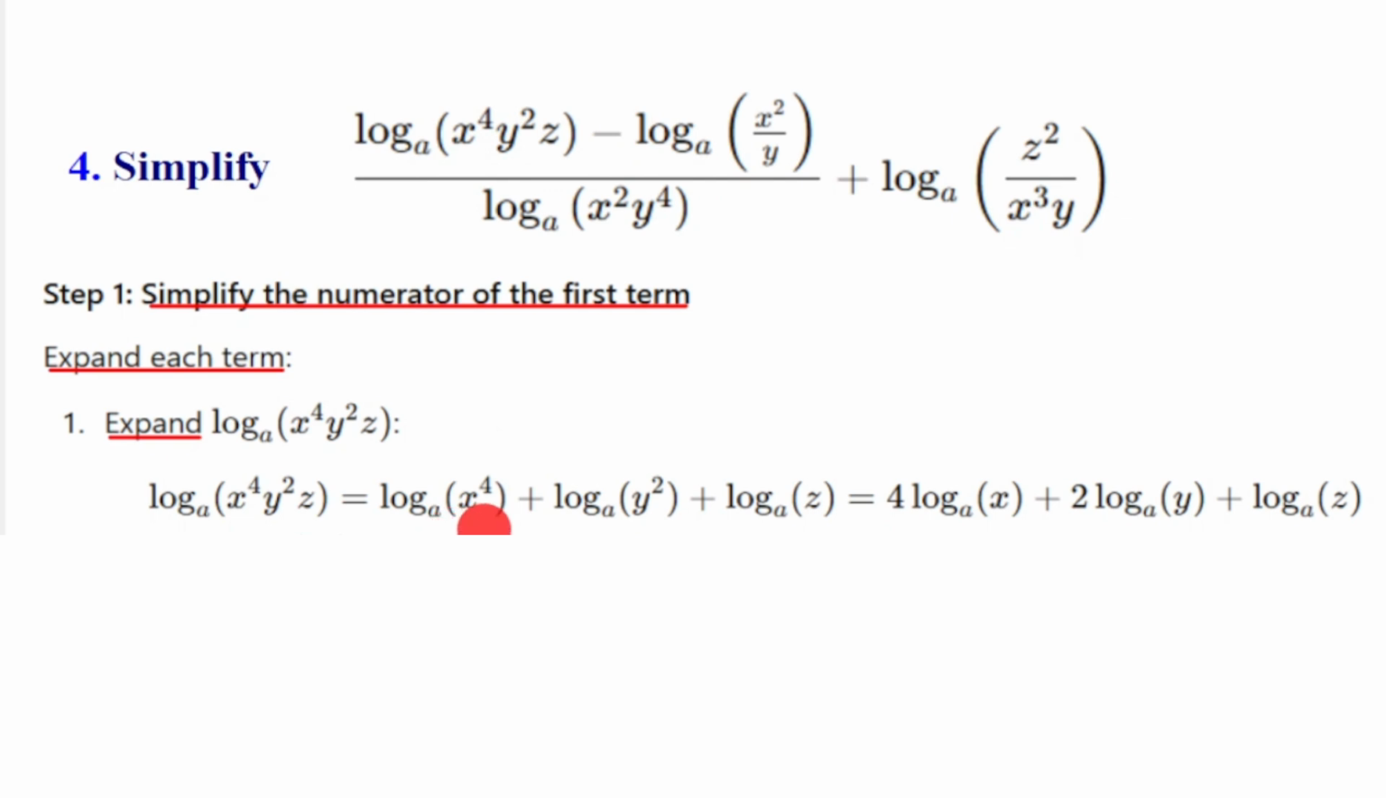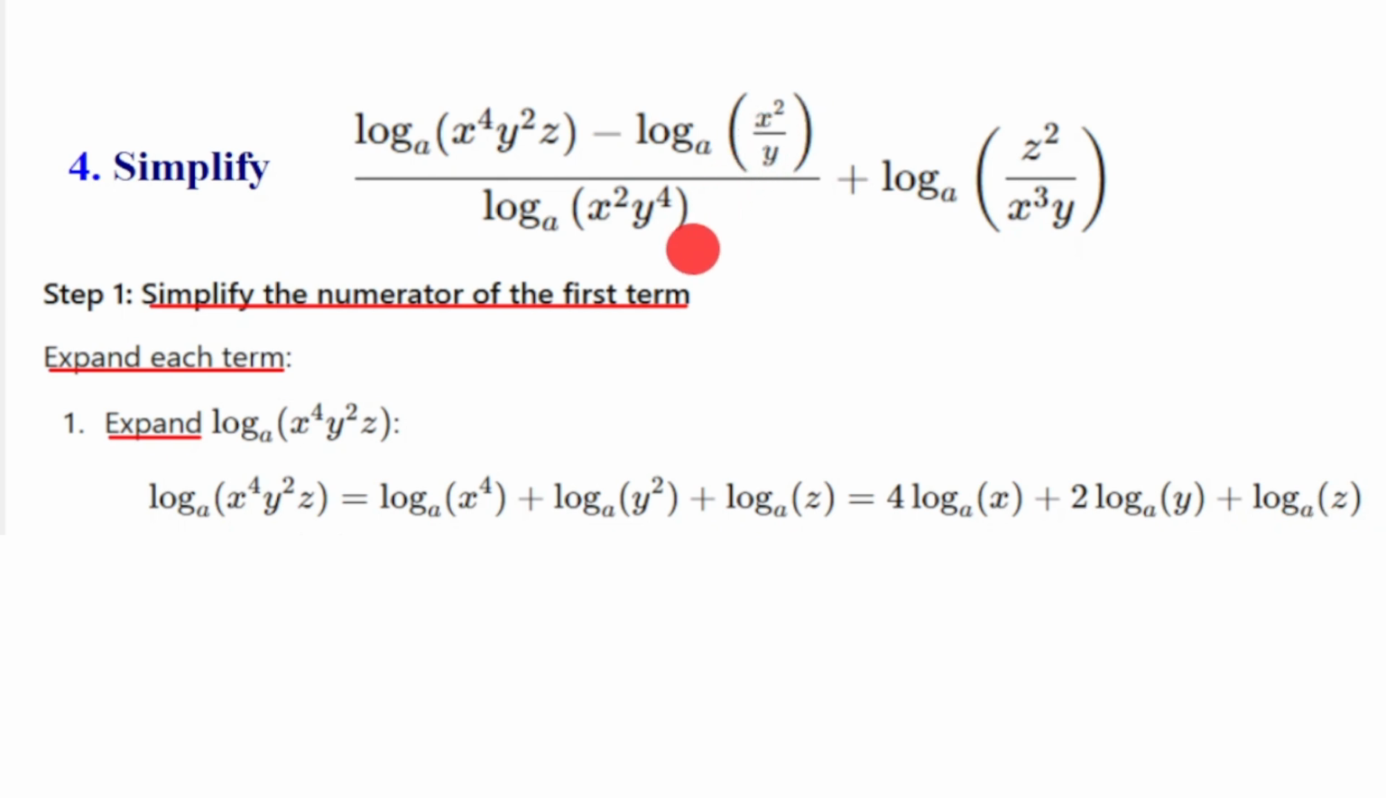Expand each term. When we simplify this by product rule, we get logarithm of x to the power of 4 to the base a plus logarithm of y square to the base a plus logarithm of z to the base a. Again, by power rule, we get 4 times logarithm of x to the base a plus 2 times logarithm of y to the base a plus logarithm of z to the base a.